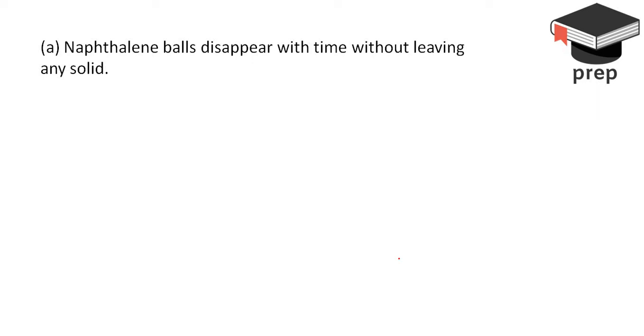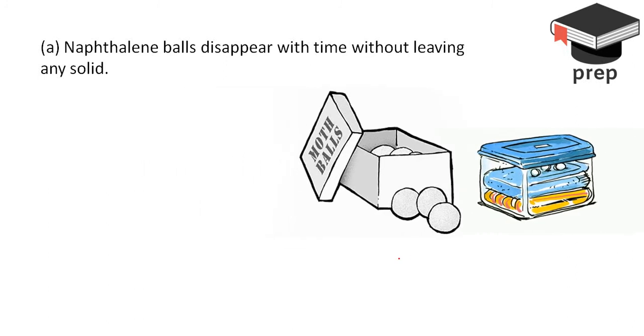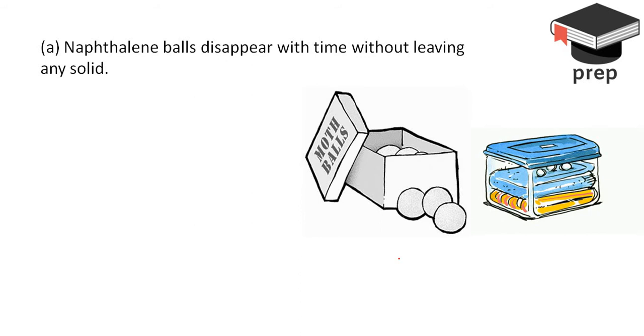Naphthalene balls disappear with time without leaving any solid. So as you all know, naphthalene balls are something that we use to preserve our clothes whenever you want to keep them for a longer period of time in some cupboard. The special thing about naphthalene balls is they undergo a process, I suppose you all must be knowing, which is called as sublimation.